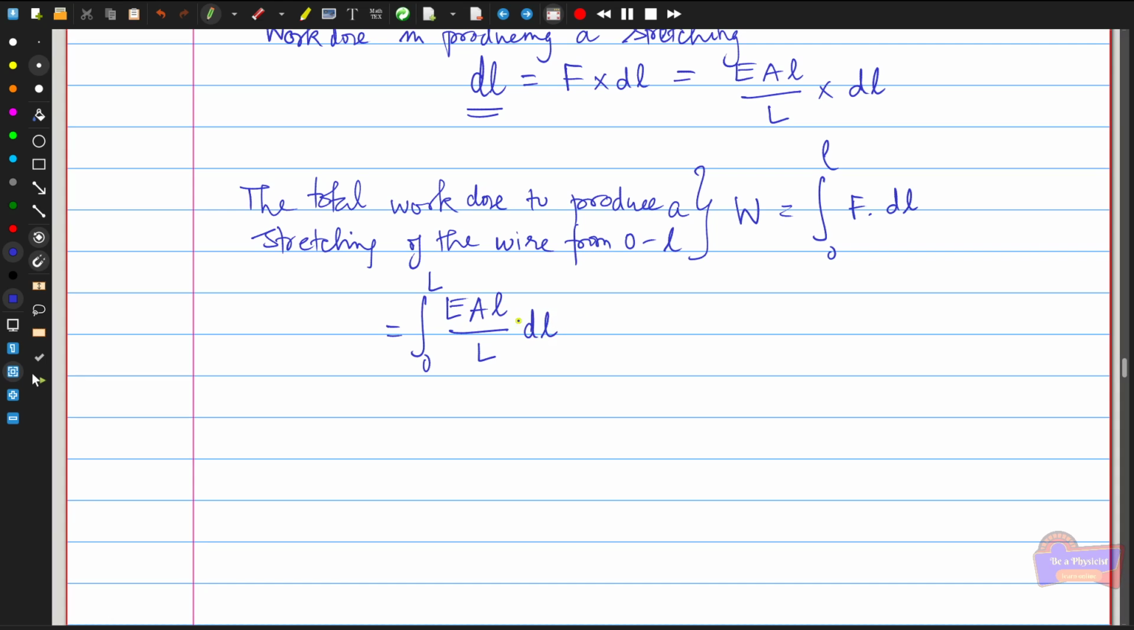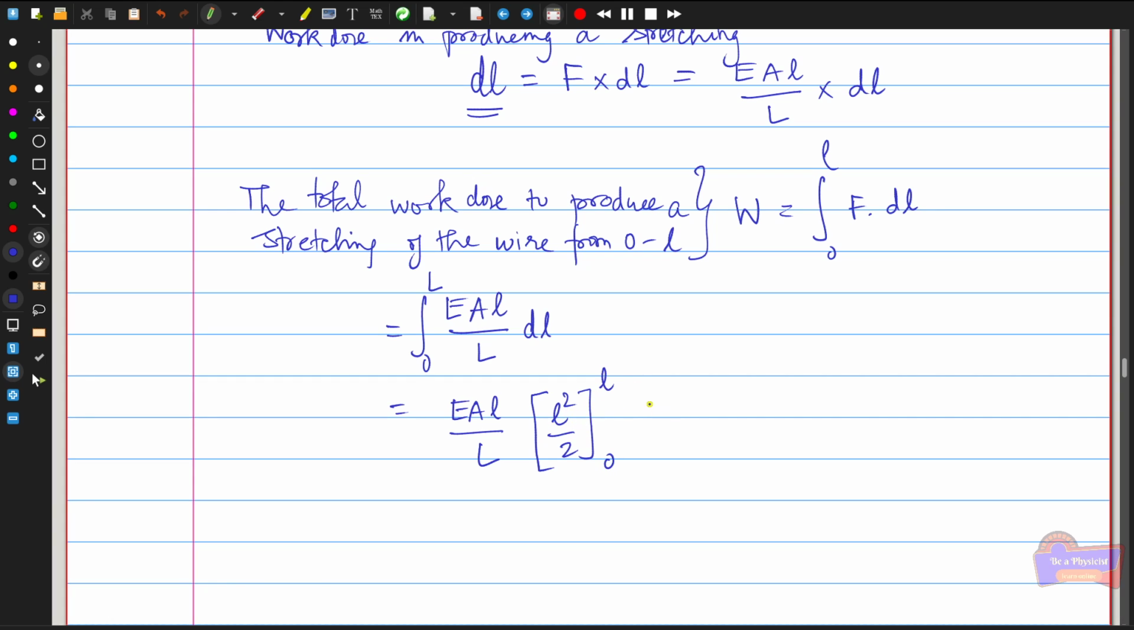So here we can know that EA, L and l are constants, only the dl is going to be integrated, so I can take EA l divided by L outside. If I take the integration of this, I get l squared by 2 with the limits of 0 to l. If you substitute the upper limit you get l squared by 2, and if you substitute the lowest limit, then you get 0.